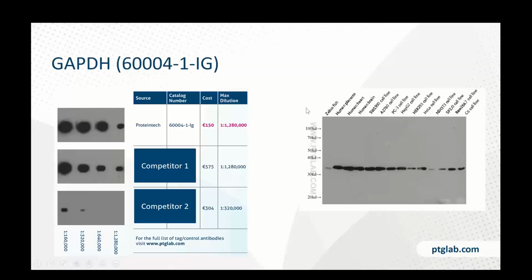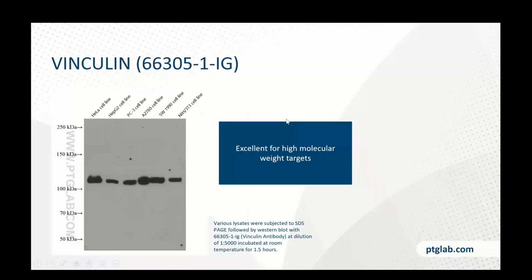And on the right here is the same Western blot I was showing before, for this particular antibody, showing that it just works across a variety of cell lines and tissue types. The last one I just want to highlight here is vinculin. This is about 110 kD-ish, and this one is really excellent for high molecular weight markers and works across a variety of cell lines, as you can see here.